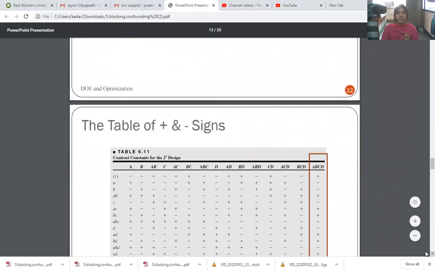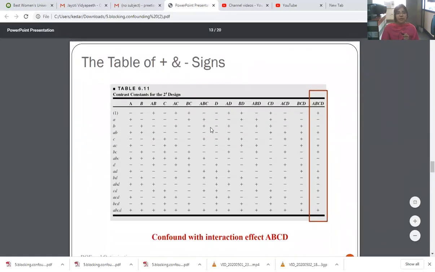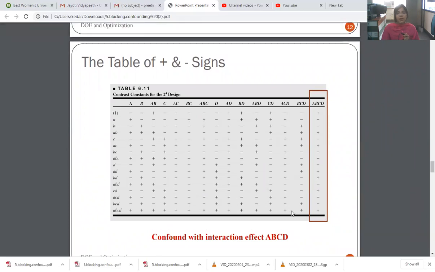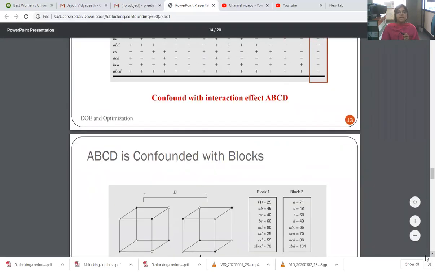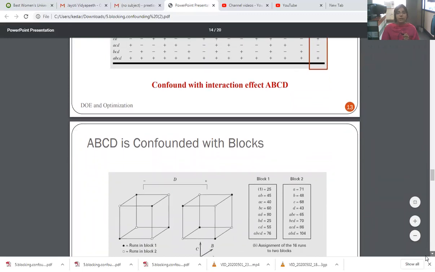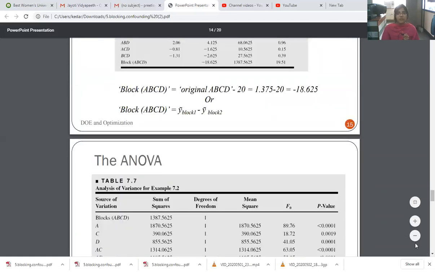This is the table of plus and minus signs. Contrast constants for the 2^4 design, with confounding of the interaction effect ABCD. ABCD is confounded with blocks. Runs are in block 1 and block 2. Geometric view for A, B and C. Assignment of the 16 runs to 2 blocks, block number 1 and 2.